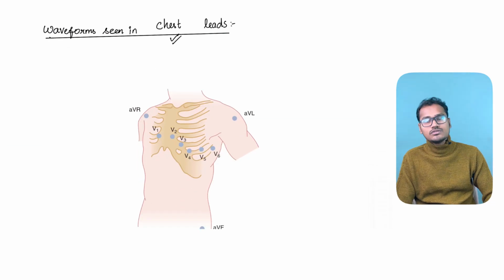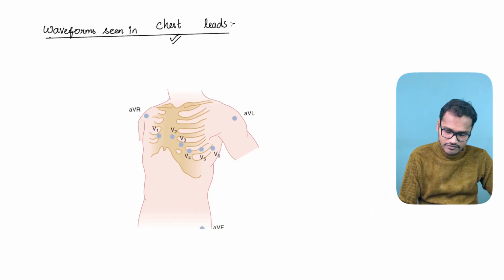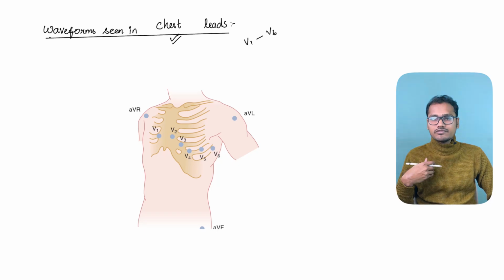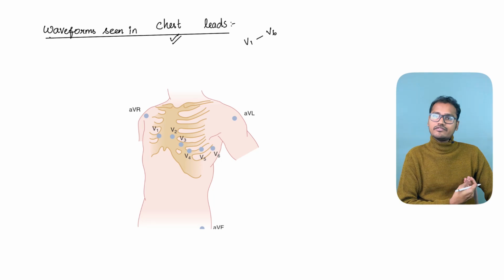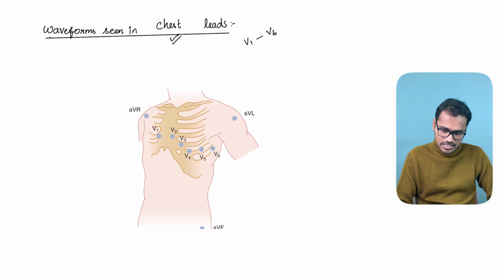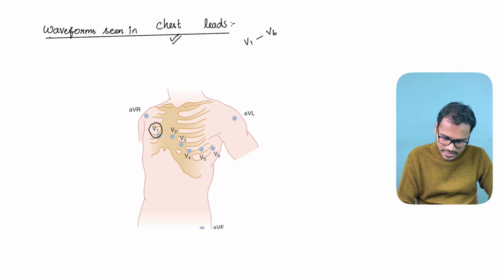All of us know the chest leads are V1 to V6. V1 is placed in the fourth intercostal space on the right side, then V2 is on the left side, then V4, V5 and V6 are in the fifth intercostal space on the left side. So this is the arrangement. We have already seen the arrangement and these are also unipolar leads and they are going to explore the heart.